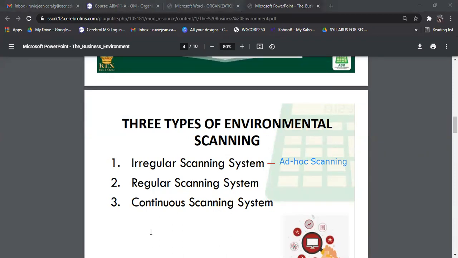Then the next one is continuous scanning system. When we talk about continuous scanning system, this is used for continuously scanning the environment for data collection in order to plan and strategize for an organization. So tuloy-tuloy. Kung sa irregular scanning, when the need arises, and sa regular scanning naman, class, is once a month or once a year, continuous scanning naman, tuloy-tuloy lang siya.